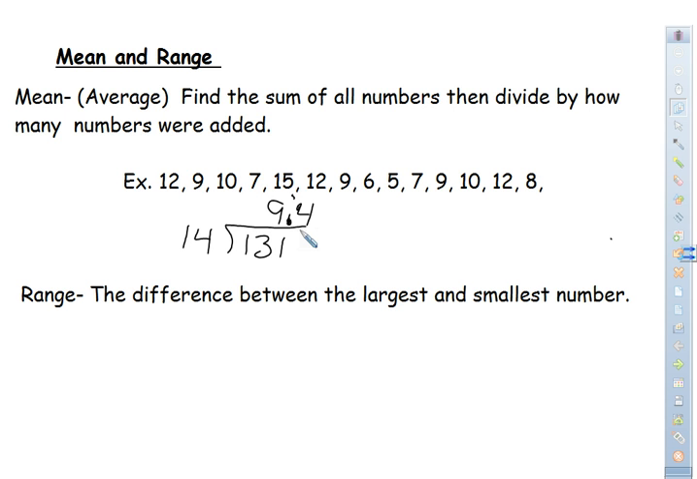Then the range, that's the difference between the largest and the smallest number. So my largest number here is 15, minus whatever my smallest number, which it looks like 5 is my smallest. So my difference is 10. Okay, that is the range.